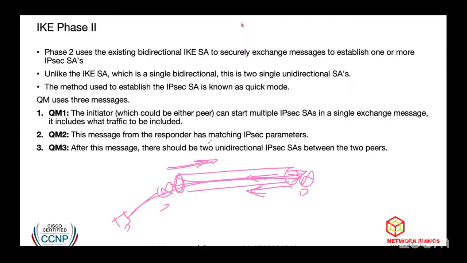So I'm going to create 2 IPsec SAs and exchange keys for encryption and all. And here we decide transform set, crypto map, access list and all. And now my data will flow securely. Here also we use quick mode 1, quick mode 2 and 3 messages.